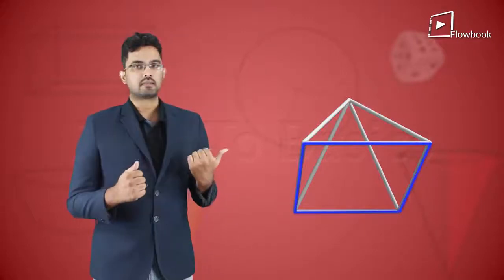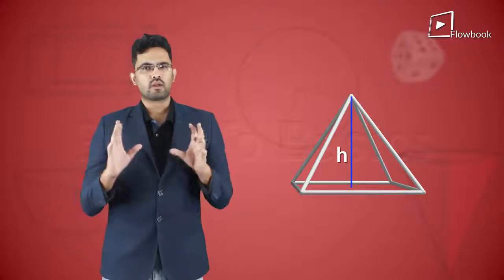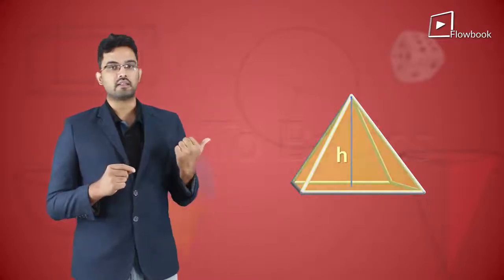Alright, let's now move on to the next figure, the pyramid, and let's, for our consideration, take this square base. Again, just like the prism, the formulas that we derive for this will be same for all types of pyramids. Now, this pyramid has a height, say h. So, what do you think will be lateral surface area for this? It will simply be the areas of all the triangles.